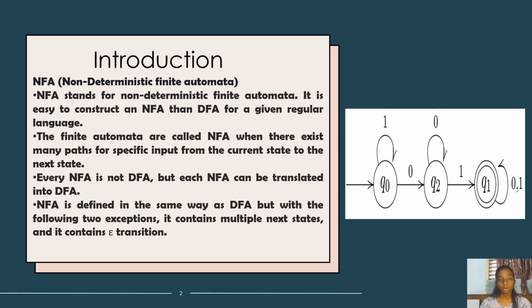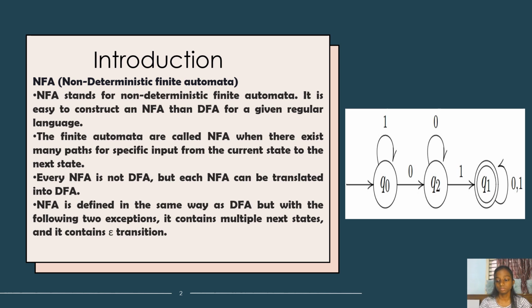So the finite automata are called NFA when there exist many paths for a specific input from the current state to the next state. Every NFA is not a DFA, but each NFA can be translated into a DFA. NFA is defined in the same way as a DFA but with the following two exceptions: it contains multiple next states and it contains epsilon transitions.